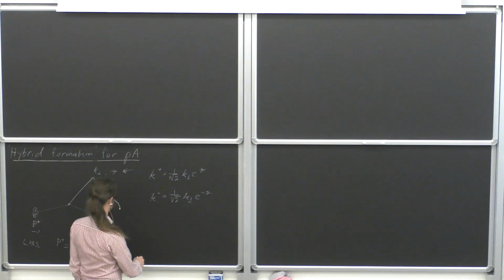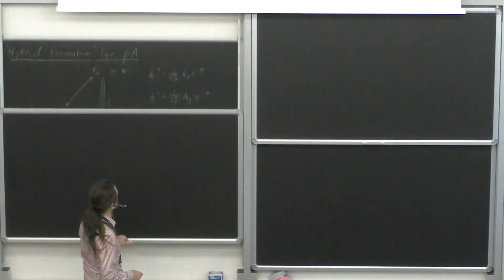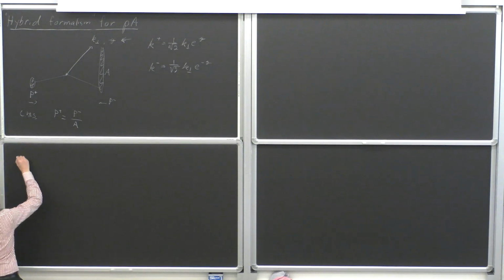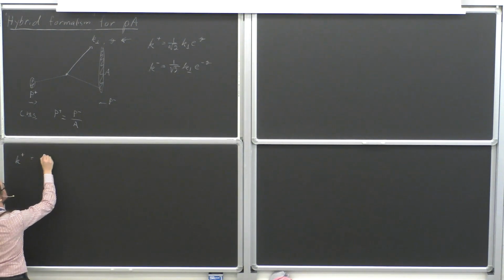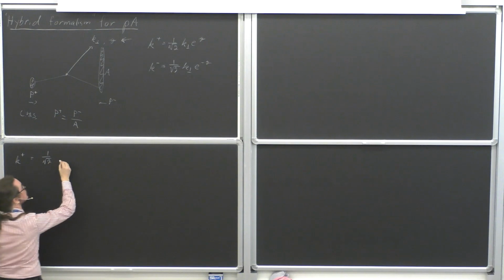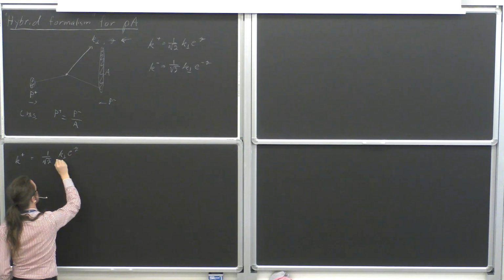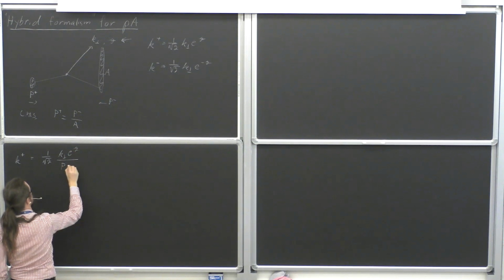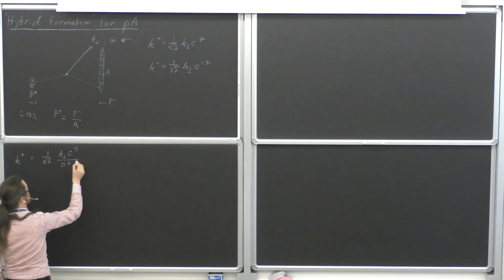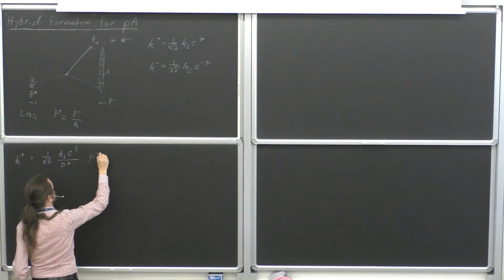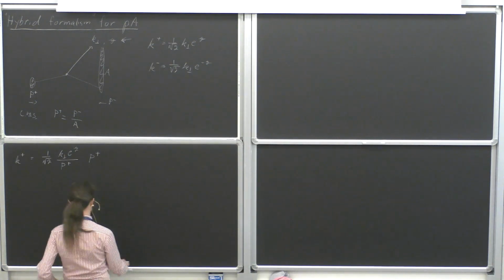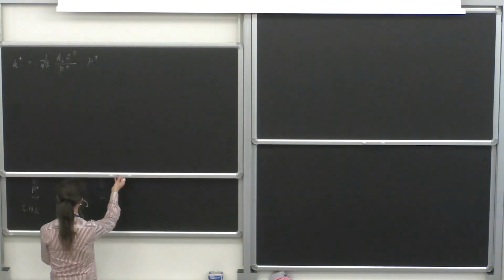So the k plus, which is 1 over square root 2, how do I write this? I write this as k perp exponential of y divided by p plus of the proton. Okay, and now I need to check this a little bit more.